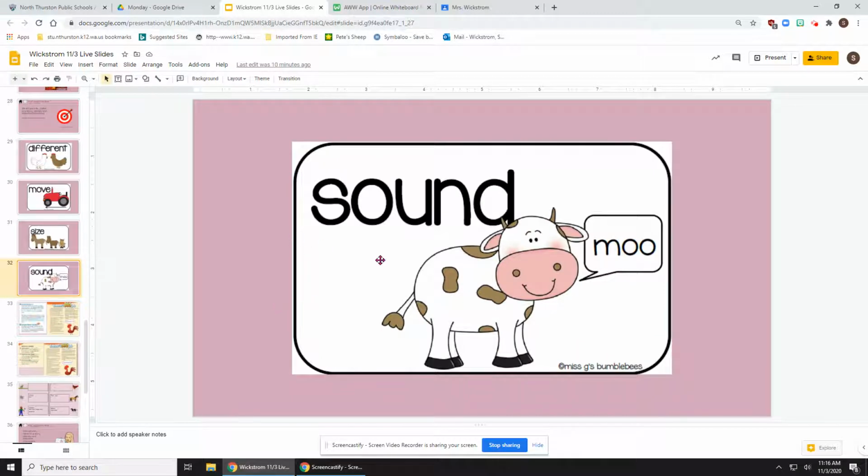Sound. Say sound. Sound is something that you hear. In the picture you can see the sound of the cow is moo. At school, I can hear the sound of people walking down the hallway. I wonder, what is a sound that you hear where you are at home or in your daycare? Sound, something that you hear.